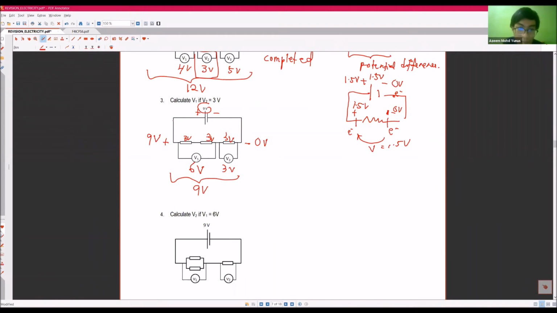So let's check: 9 minus 3 becomes 6 volt here. 6 minus 3 becomes 3 volt here. 3 volt minus 3 volt becomes 0 here. Okay, so we completed our loop.